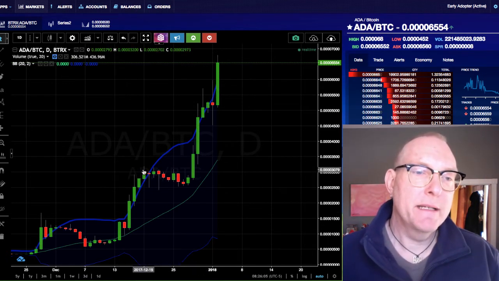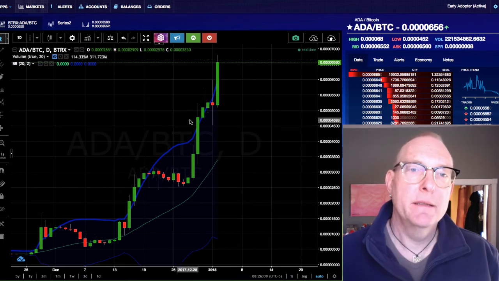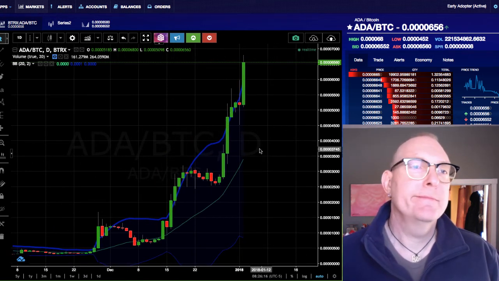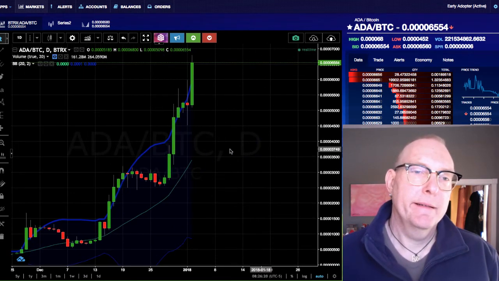Right? And it looks like it's pretty much at the top. It's gone outside the top blue band and then it's come back. It has not even come back to the middle line. And now it's outside the blue band again. You know, and this is against Bitcoin. So, there you have it.